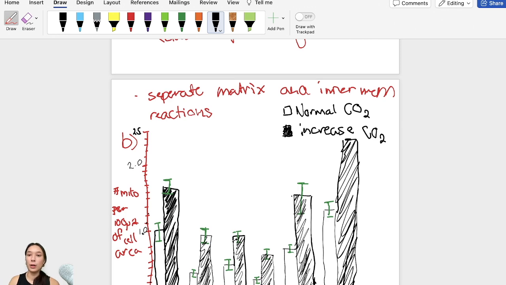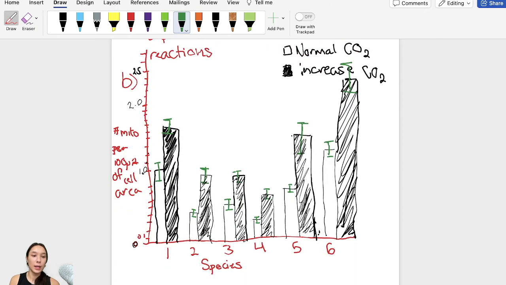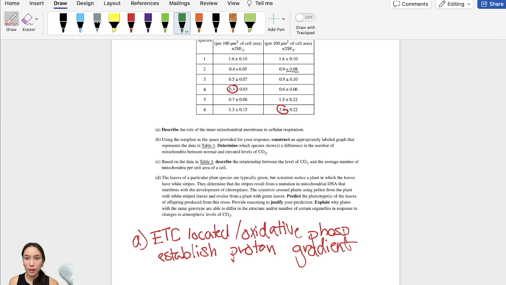And then your error bar is 0.22. So I actually should have extended this a little bit more, so we'll extend this a little bit more because we need to. 2.6, 2.7. Okay. And then this error bar should be about this big. Okay, so that is your graph for this one. I think that is everything.